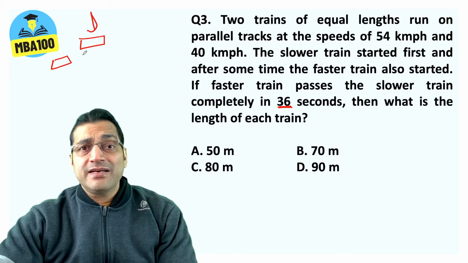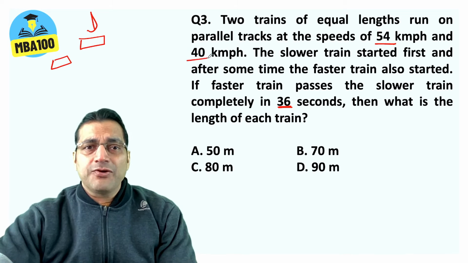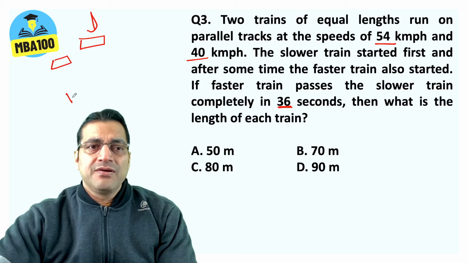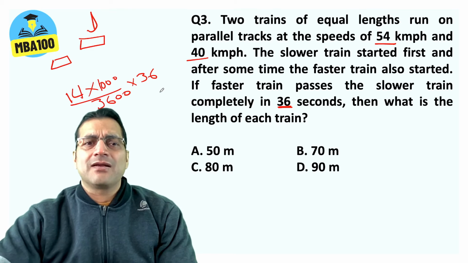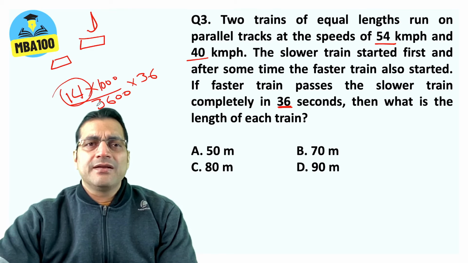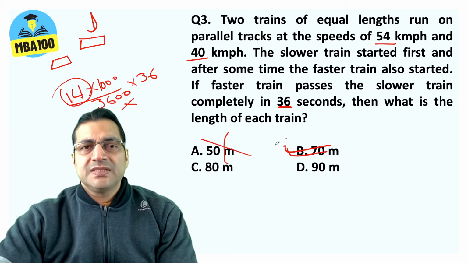And what is the relative speed of the faster train? 54 kmph minus 40 kmph, so 14 kmph. 14 into 1000 divided by 36 meter per second. And how long does it take? 30 seconds. But hey, stop here. Do not even complete this calculation. Do you have 14? Yes. Do you have any 7 in the denominator? No. So your answer has got to be a multiple of 7. There is only one multiple of 7 here. This is your answer.